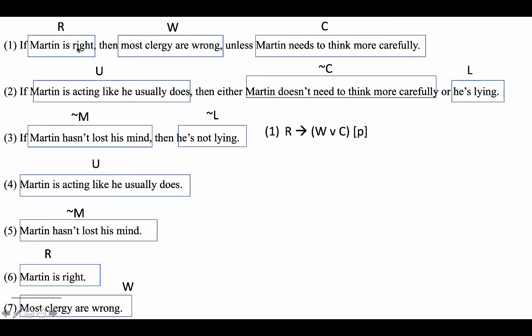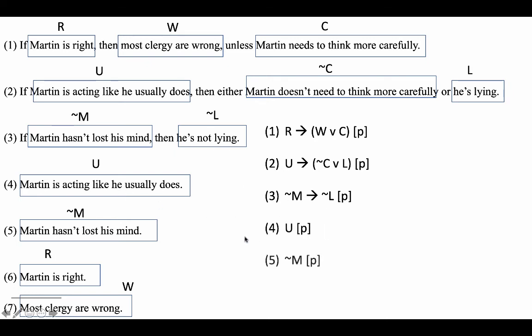So premise 1 says, if R, then W unless C. And remember, one way to do unless is as or. So I'd say R, then W or C. 2 says, if U, then not C or L. So I have not C or L. If U, then not C or L. 3 says, if not M, then not L, which I have here. 4 says U, 5 says not M, 6 says R, and then my conclusion, what I'm ultimately trying to get to is 7, which is W. And now I'm just going to try and get there.